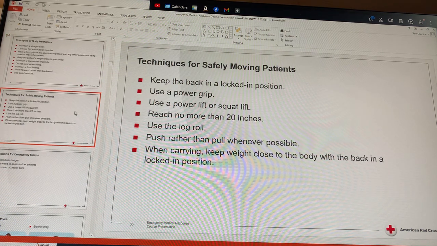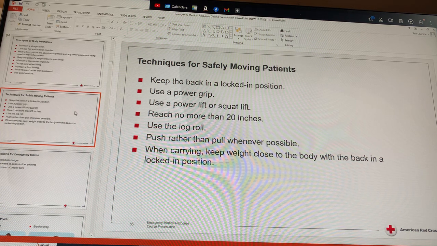Techniques for safely moving patients. Always begin your lift facing the patient or object and with your back in a locked-in position. Keep your legs shoulder width apart, head up, back straight, and shoulders square. Keep the weight of the patient or object as close to your body as possible. Tighten the muscles in your back and abdomen and keep your back straight while you lift. Keep your arms locked and avoid twisting while carrying.